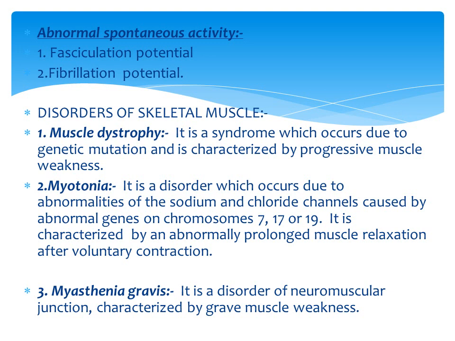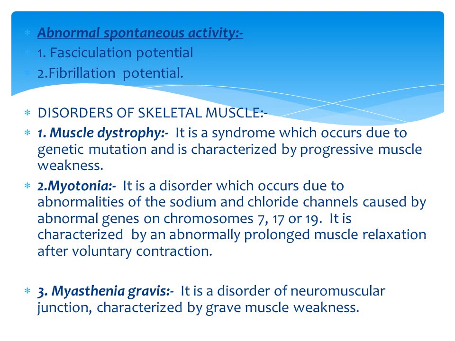Disorders of skeletal muscle. Now I am going through a few disorders of the skeletal muscle that you should know about. First is muscle dystrophy. What is it? It is a syndrome which occurs due to genetic mutation and is characterized by progressive muscle weakness. What happens here? The muscle mass goes on degenerating while the fat mass is unchanged, and there occurs weakness in the muscle.